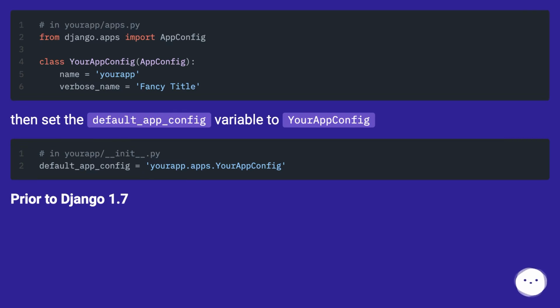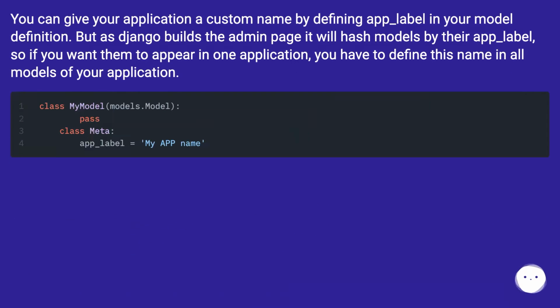Prior to Django 1.7, you can give your application a custom name by defining app_label in your model definition. But as Django builds the admin page, it will hash models by their app_label, so if you want them to appear in one application, you have to define this name in all models of your application.